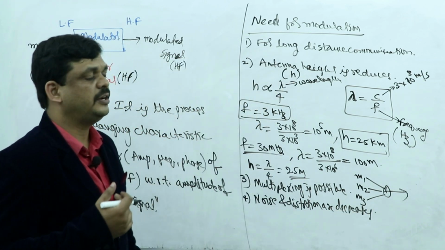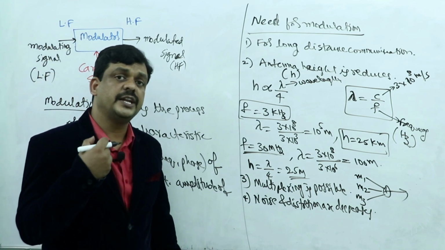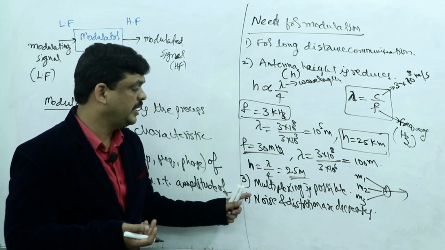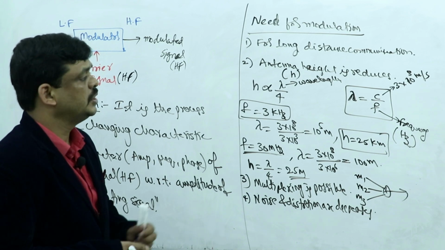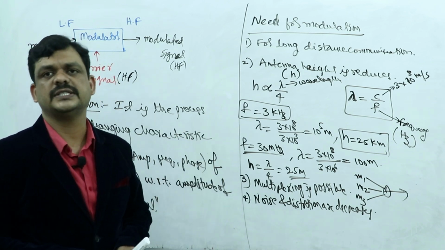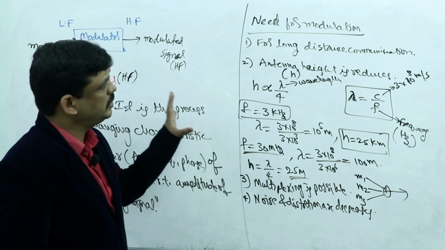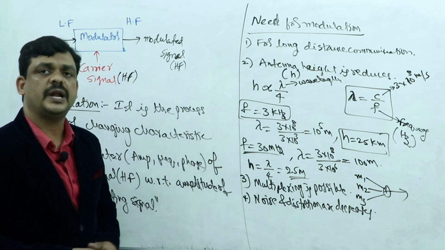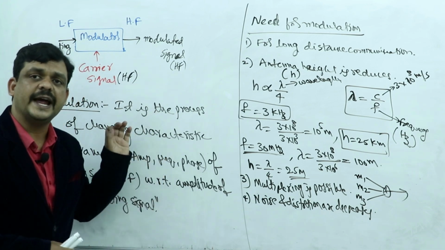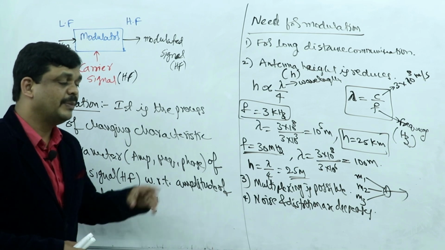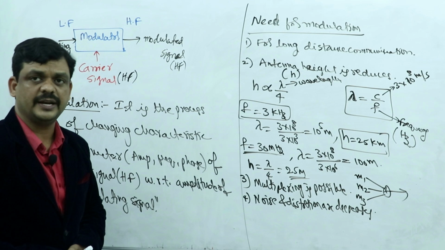If the frequency is converted from low frequency to high frequency, the same carrier frequency carries more than one information, so automatically noise and distortions are decreased due to this modulation process. So all these come under the advantages of the modulation process. We can write some other advantages also, but here I have written the main advantages. This modulation process is used for long distance communication, and due to this modulation process, antenna height is reduced, multiplexing is possible, and noise and distortions are decreased.